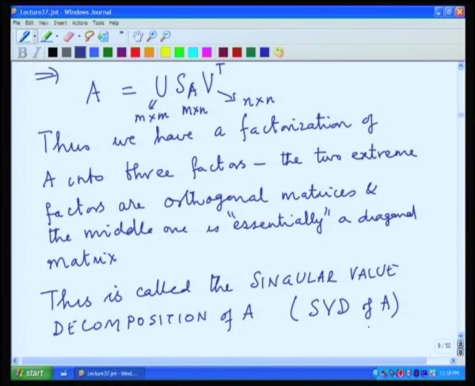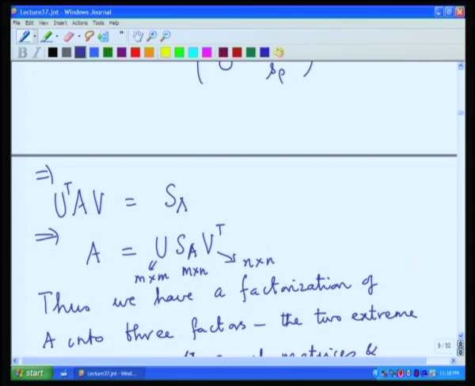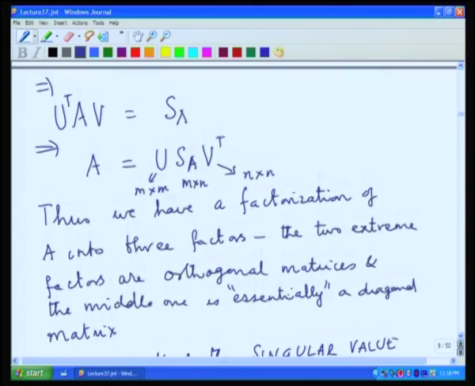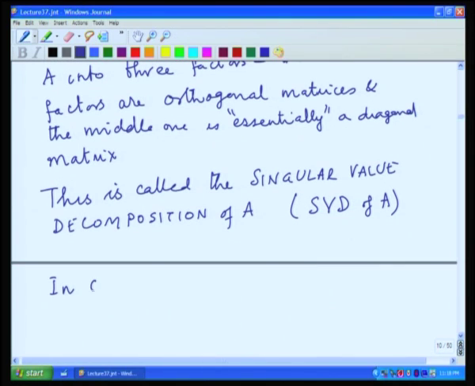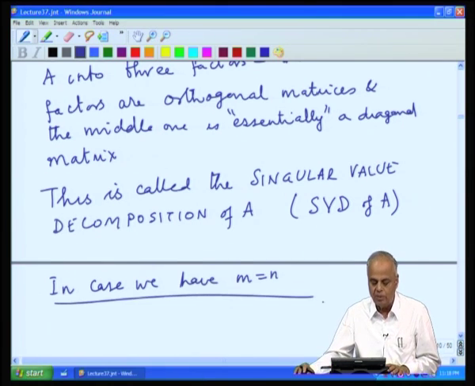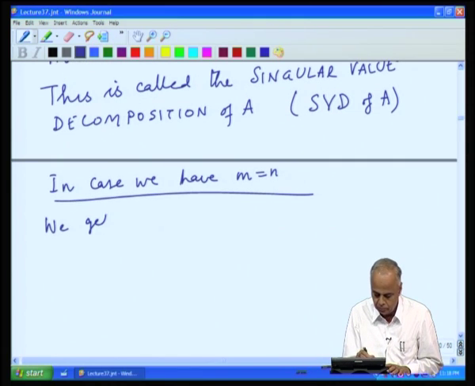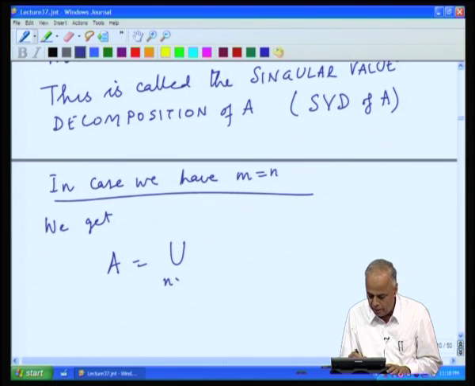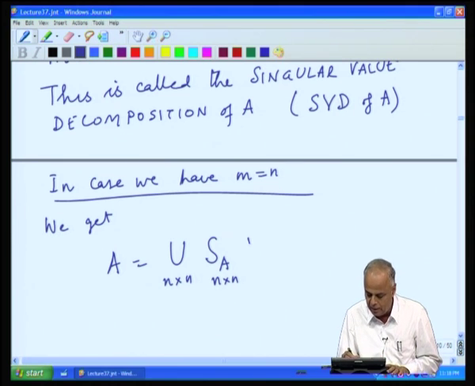SVD means singular value decomposition, and in the case of Hermitian matrices, since everything is square, the extreme matrices can be chosen to be the same, and that is what we got: U diagonal U transpose. In the case when m equal to n, so let us say we have a square matrix, we get A equal to U, which is now an n by n orthogonal matrix, S A, which is now an n by n matrix because m equal to n, and V transpose, which is again an n by n orthogonal matrix.